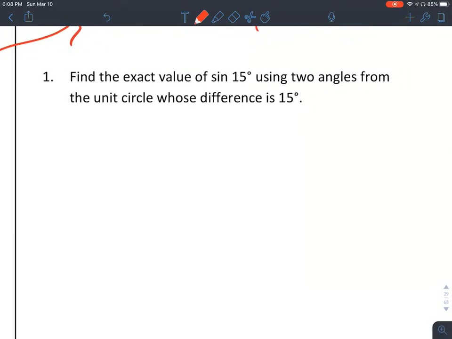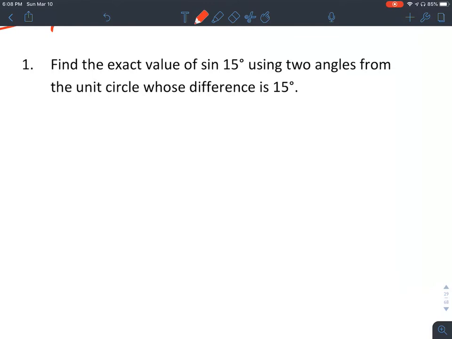Yay! Find the exact value of sine of 15 using two angles from the unit circle whose difference is 15. Well, we could say that sine of 15 degrees is equivalent to sine of 60 degrees minus 45 degrees. The reason we want to use angles from the unit circle is because we know what sine of those angles are without doing any work, without using a calculator. So we are trying to take an angle that we're given and change it to a sum or difference of two special angles. Special angles are multiples of 30 and multiples of 45.